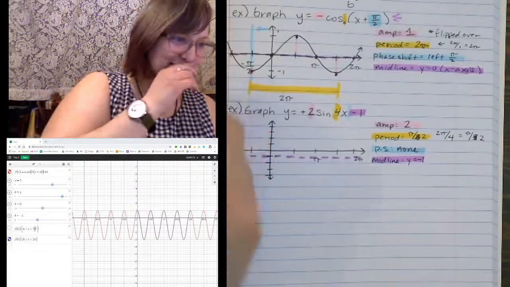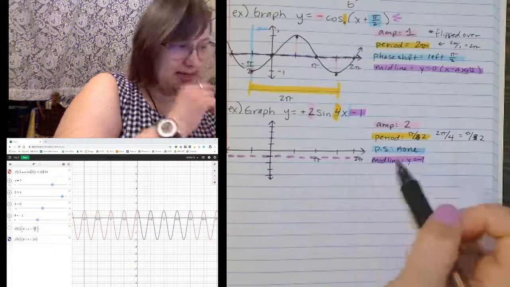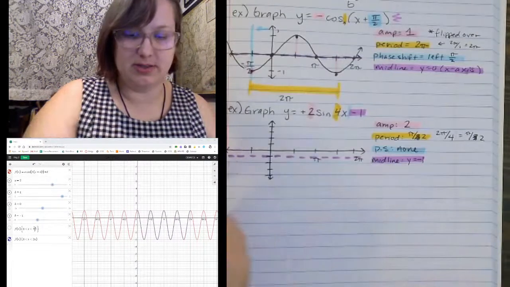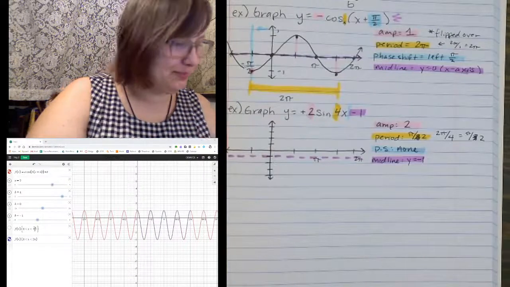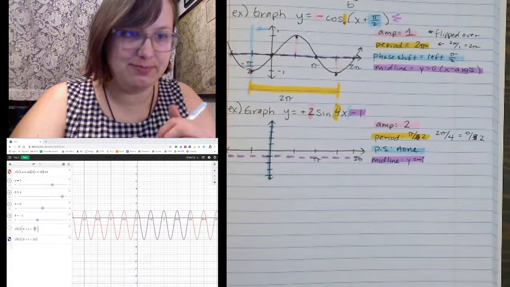Anyways, so that's my midline. I did that. There's no phase shift, so it's still at 0, 0. I don't move the blue line at all. So I'll just put it on there for you. So I didn't phase shift at all.